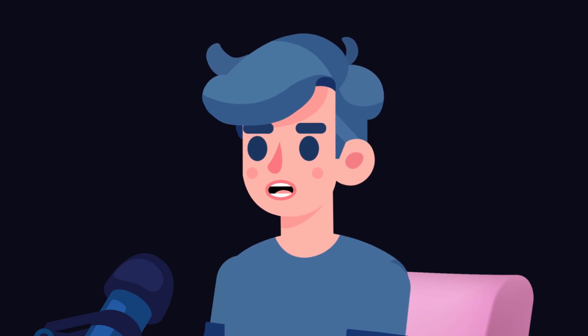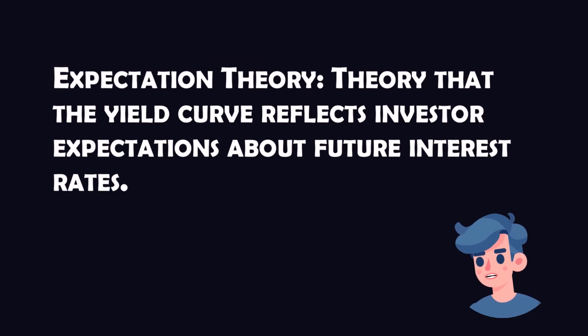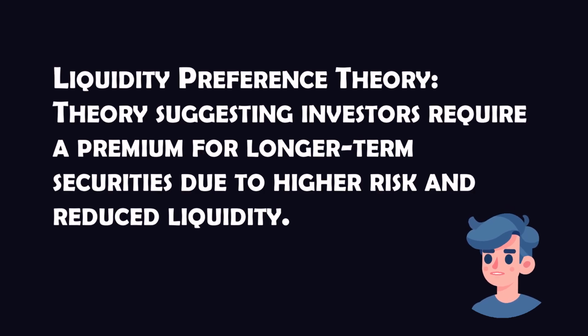Let's break these down. According to the expectation theory, the shape of the yield curve reflects investor expectations about future interest rates. If investors expect rates to rise, the yield curve will slope upwards. The liquidity preference theory suggests that investors demand a premium for longer-term securities as compensation for the increased risk and reduced liquidity. Thus, the yield curve should naturally slope upwards.